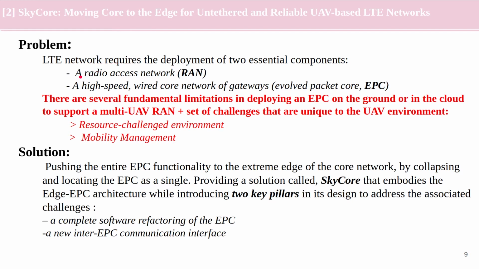The first one is a radio access network that consists of multiple base stations and provides wireless connectivity to clients. The second one is a high-speed wired core network of gateways, or evolved packet core, called EPC, which sits behind the radio access network, and it is responsible for all mobility management and control functions and routing user traffic to or from the internet.